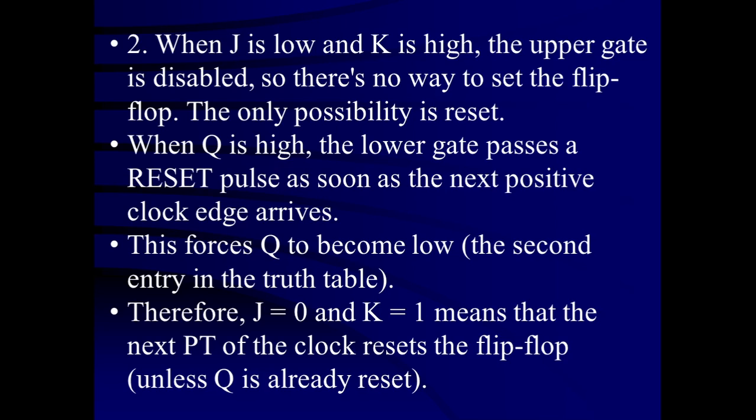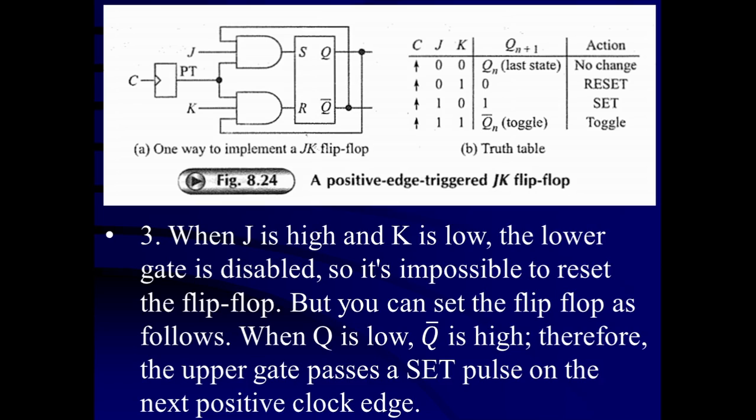Therefore, J equal to 0 and K equal to 1 means that the next positive transition of the clock resets the flip-flop, unless Q is already reset. See this logic circuit of the JK flip-flop.